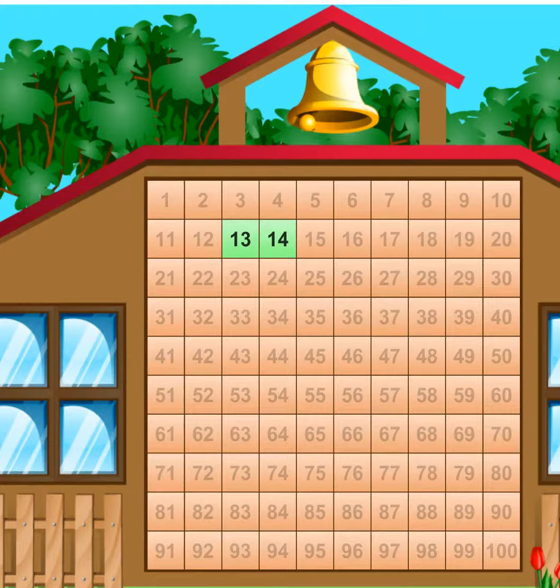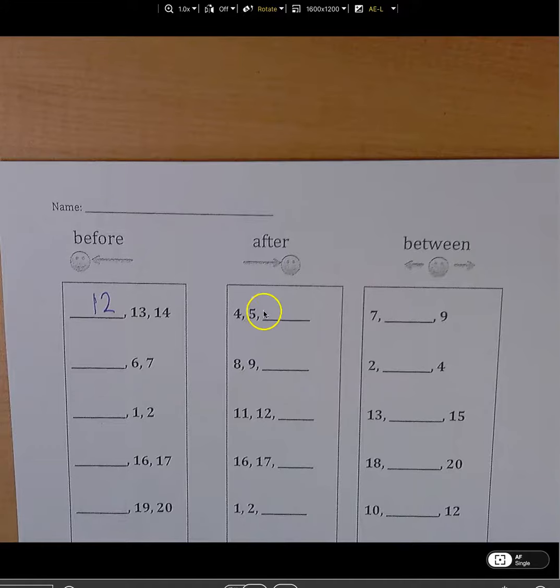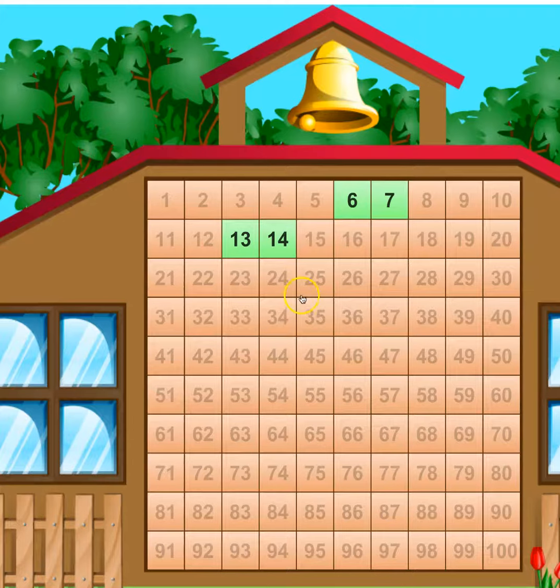6 and 7. I come up and I look at 6. Oops, I'm sorry. 6 and 7. What comes right before? All right, I'm pretty sure that you have what you need to solve those. Same thing for after. What comes after 4? Well, let's do this one. What comes after 8, 9? I'm pretty sure you already know.